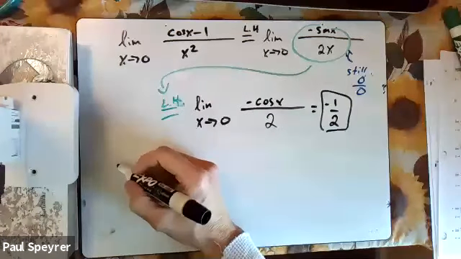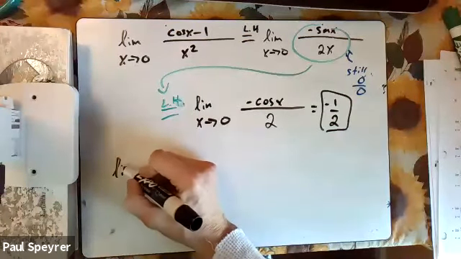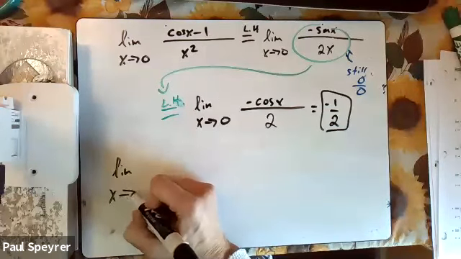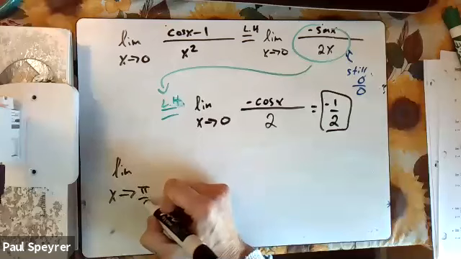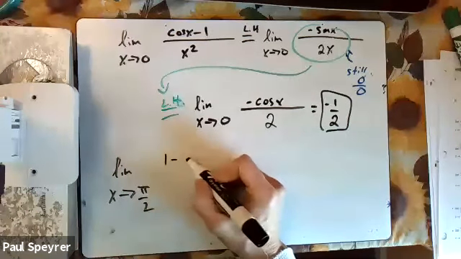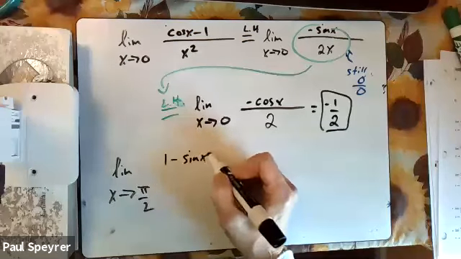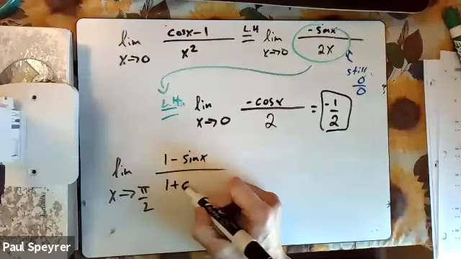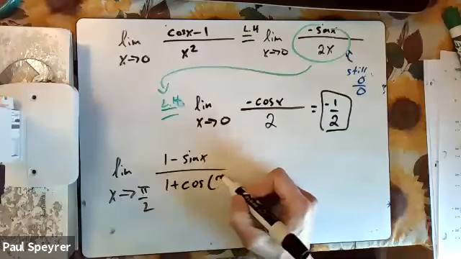What if we have the limit as x approaches pi over 2 of 1 minus sine x over 1 plus cosine of 2x.